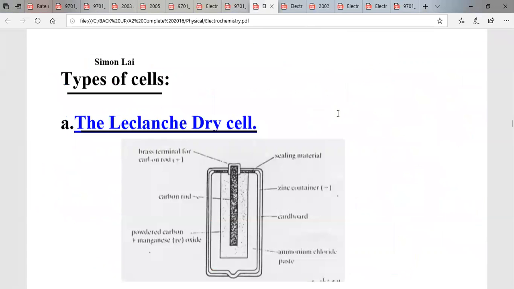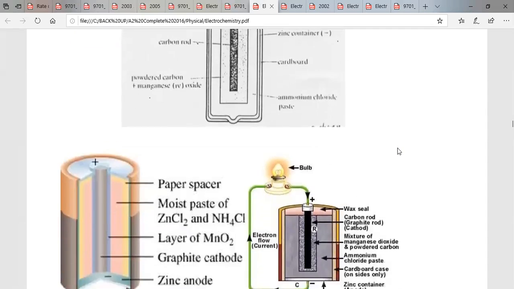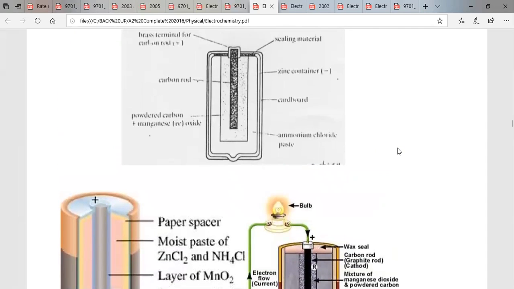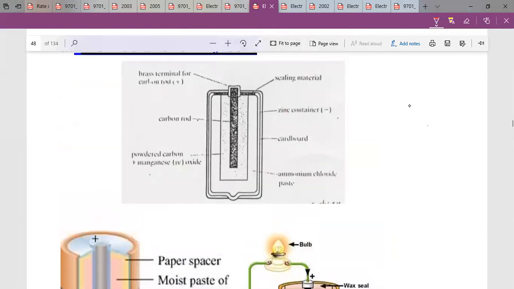Now this is called the Leclanché cell or dry cell. Very simply, it used to come out in exams in the olden days. Find the E naught value and so forth. Now this Leclanché cell is quite special. It's made of zinc. This is a zinc casing, here, down here, zinc metal. And of course, this is the carbon rod.